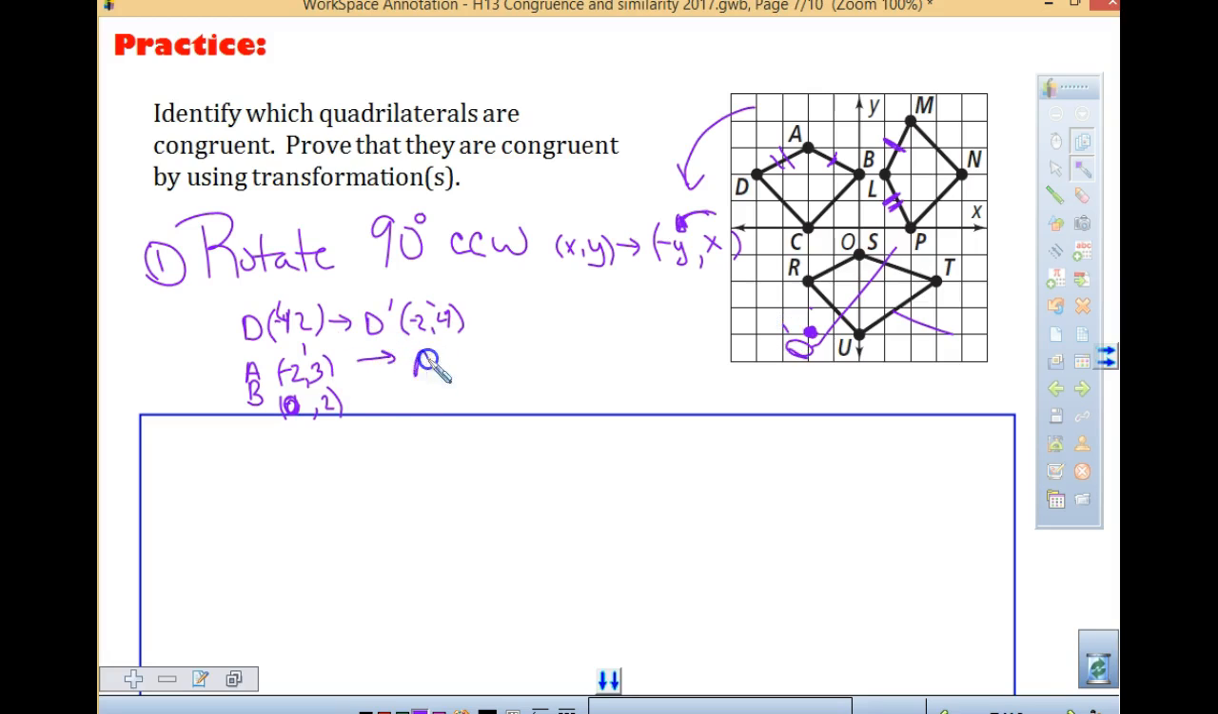A prime. What do you have, Maya? -3, -2. Did I not go? Oh, I didn't do that one right. -3, 1, 2, 3, -2. Right? That's our A prime. Okay? So if we are looking at that, where is our B prime going to be, Kennedy? -2, 0.